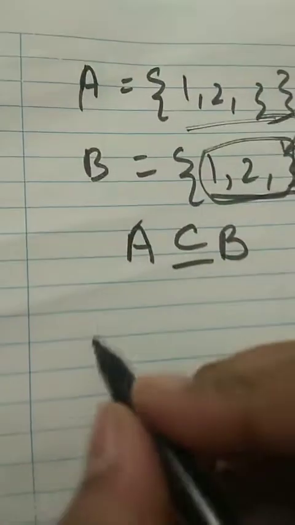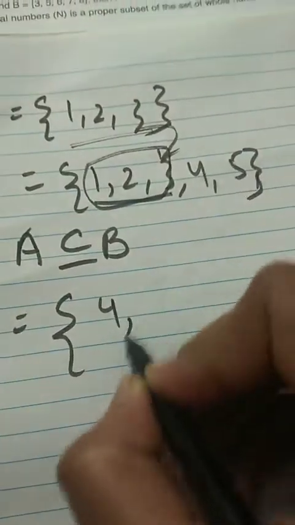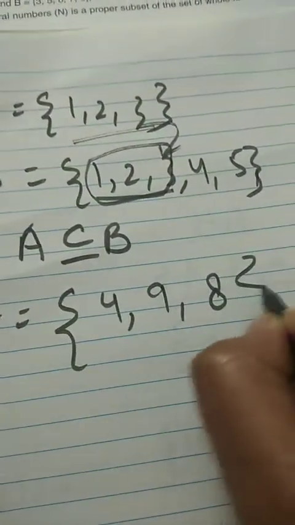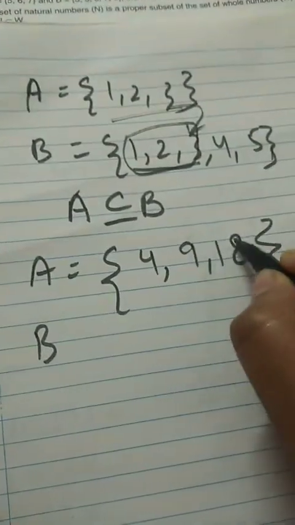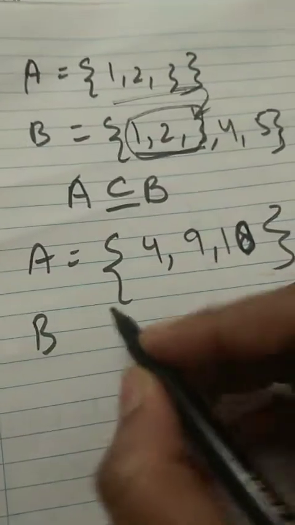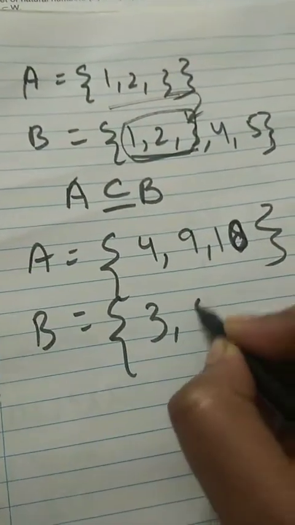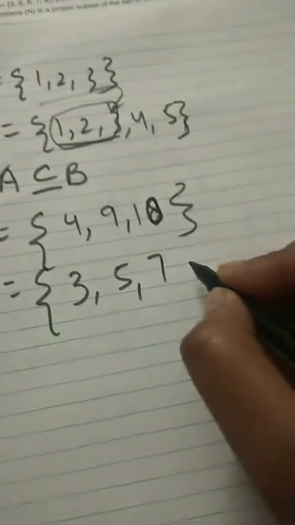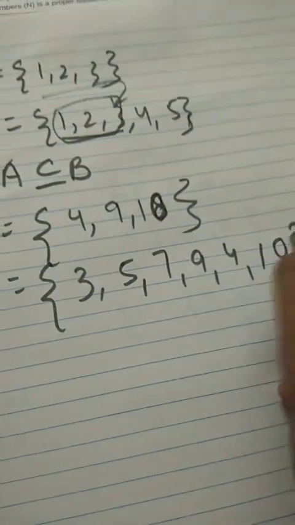The next is proper subset. Proper subset will be, if you take an example, suppose A has the elements 4, 9, 8, and for B we are having 4, 9, 10, and in B we are having 3, 5, 7, 9, 4, 10. Now what is proper subset?